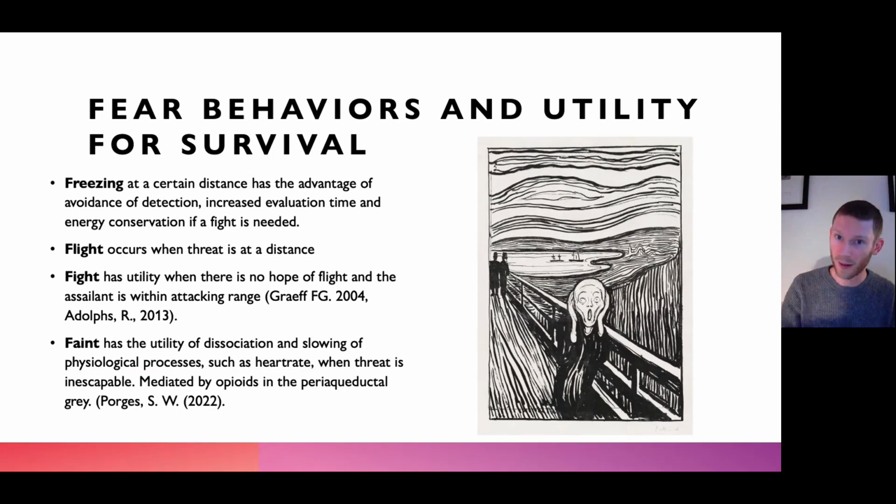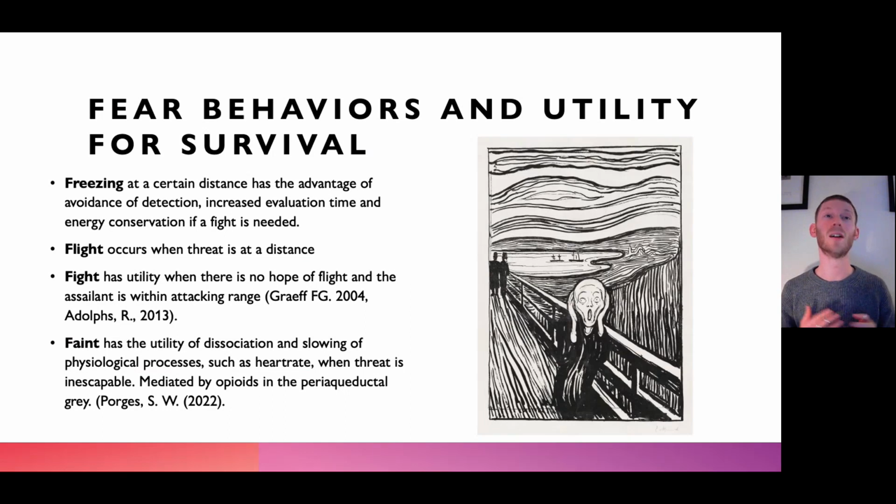If freezing doesn't work and the predator notices you, flight occurs when the predator is at a distance that you can escape from. So when you detect that this is far enough away that you can run, then you run. Fight happens when you detect that this predator either can be overcome, there's a chance that you can actually escape by fighting, and you're at a distance from this predator that you cannot escape from it.